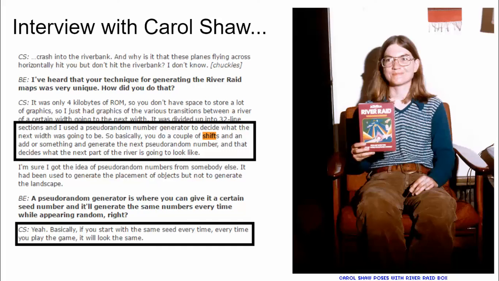And then she says in the next answer, yeah, basically, if you start with the same seed every time you play the game, it will look the same. So she's talking about using the linear shift algorithm with a specific seed. And what they would do when they made these games is they would try various seeds and see, okay, does the terrain start off easy and get harder, or is it too hard from the start?